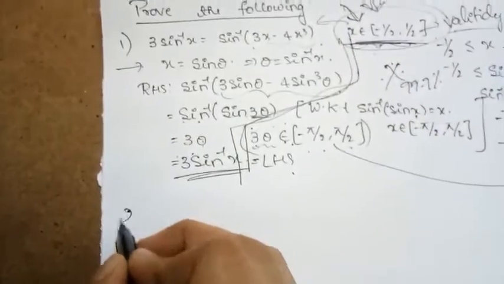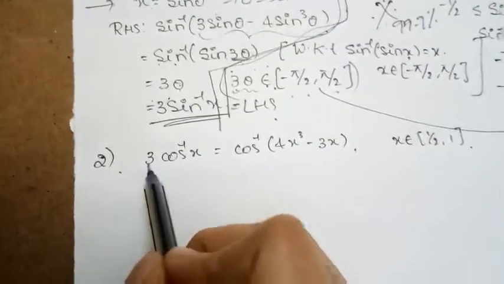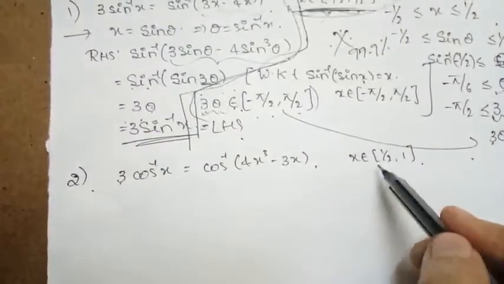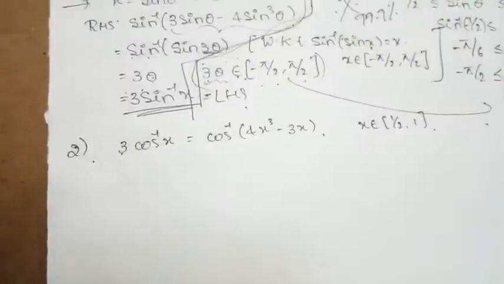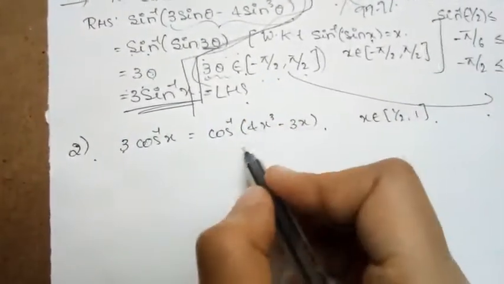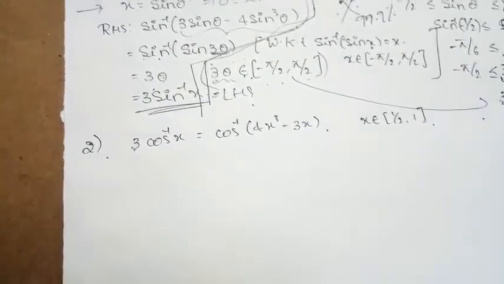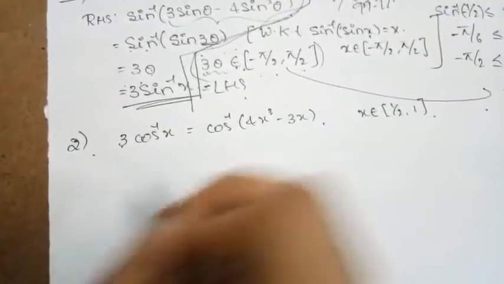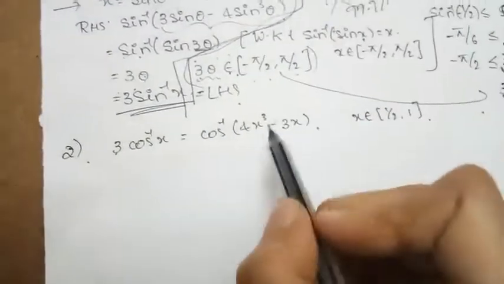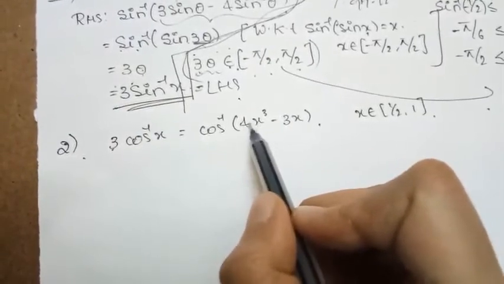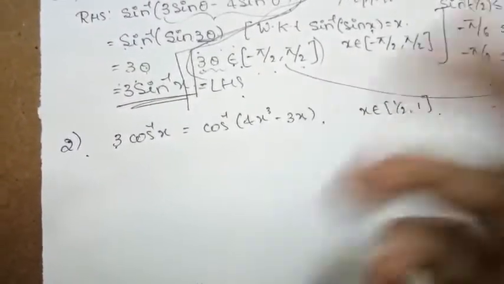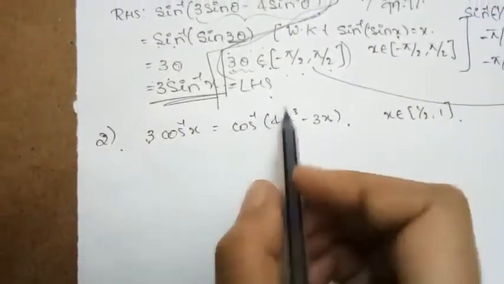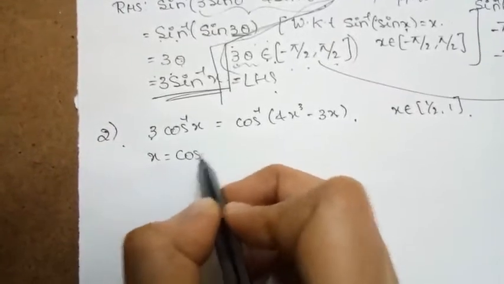Now let us move to the next question, that is 3 cos inverse x is equal to cos inverse of 4x cube minus 3x, where x belongs to the domain half to 1. By looking at 4x cube minus 3x, we can say what value of x can be substituted here. We know the identity that 4 cos cube theta minus 3 cos theta is the identity of cos 3 theta. So here I can substitute x is equal to cos theta.